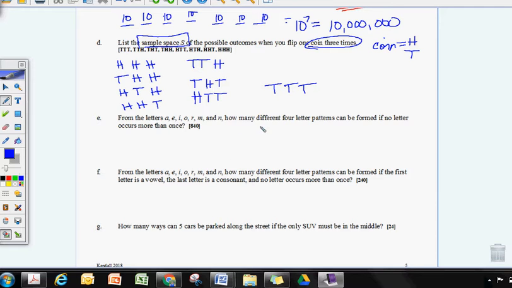So when I look at that, my sample space has 8 choices or possible solutions, but the sample space itself is all of that writing.